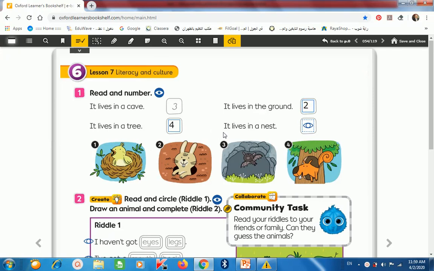And the last one is the bird. It lives in a nest. So nest, this is number 1, bird. Okay.